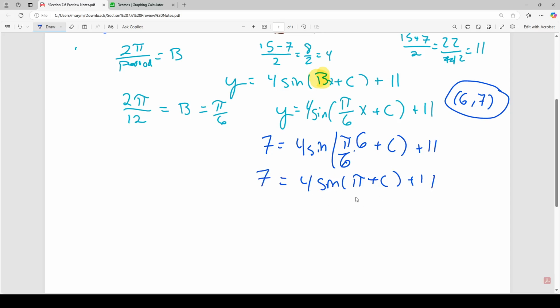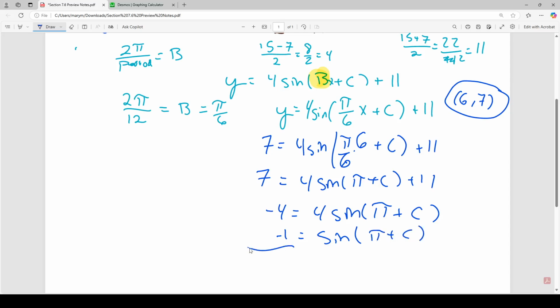Then my goal is to get the sine function by itself. So I'm going to subtract 11 from both sides to get -4 is equal to 4 sine pi plus c. Divide by 4 on both sides, I get -1 is equal to sine pi plus c.